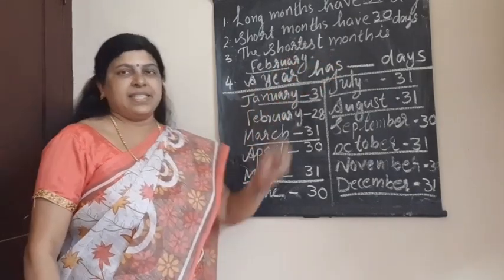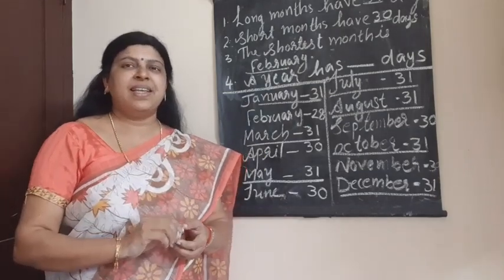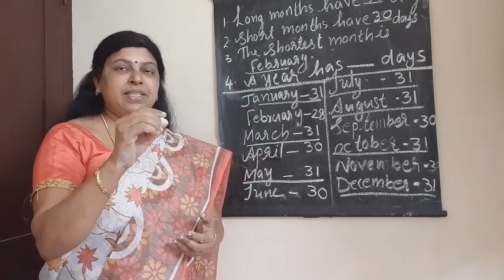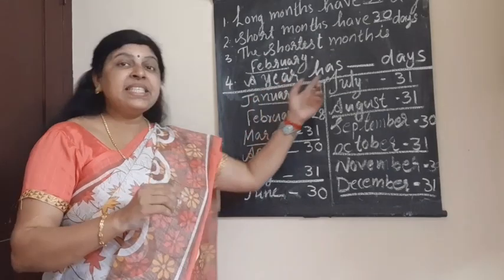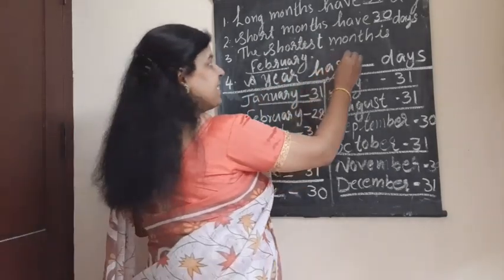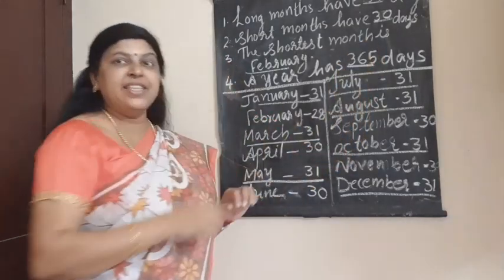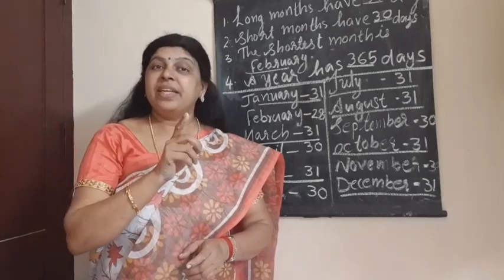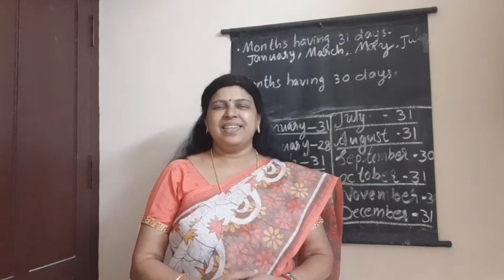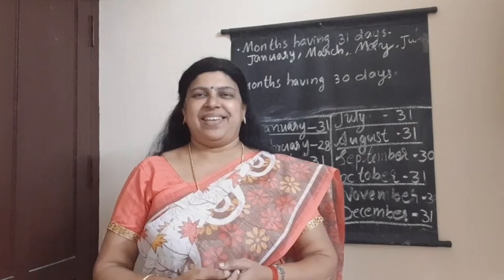A year has, we have already studied, 12 months make a year. Here, a year has dash days. How many days? A year has 365 days. Understood?